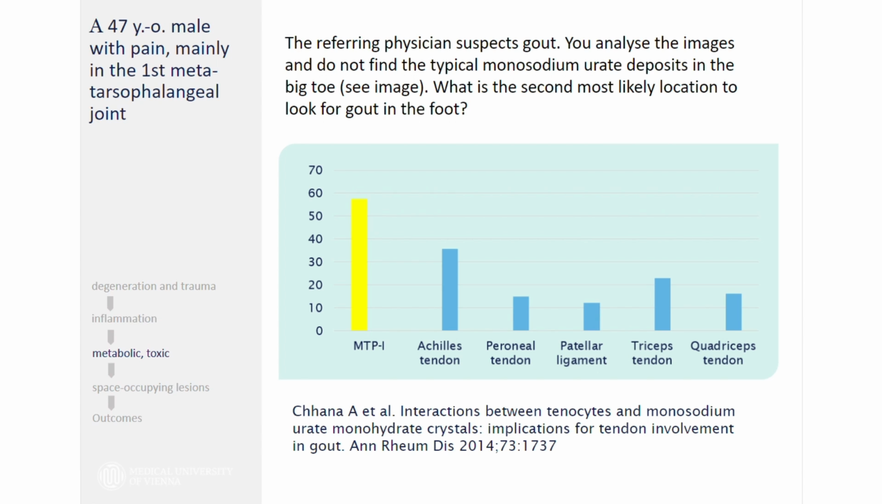And now it is important to know that we all know that the greater metatarsophalangeal joint, the greater toe, is the typical location of gout. However, the second most typical location is the Achilles tendon and other tendons. You see, gout is a disease of tendons.